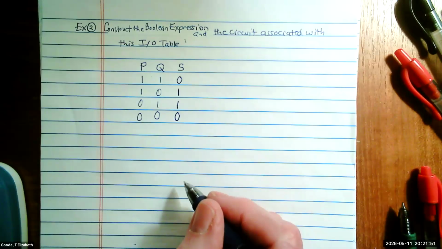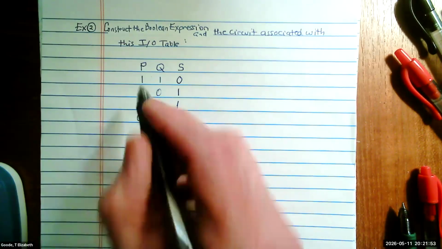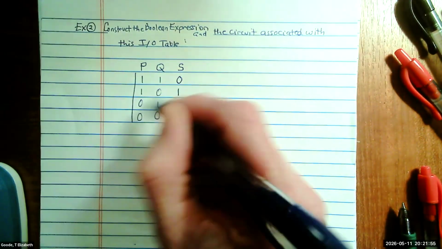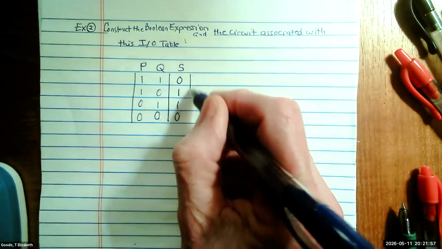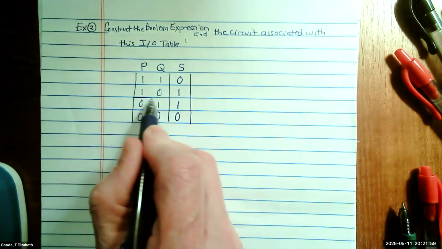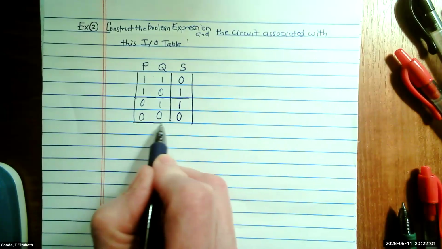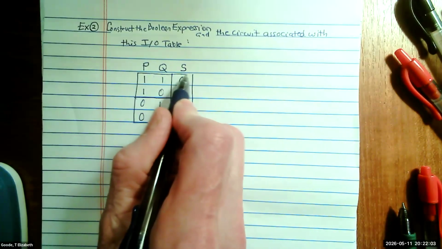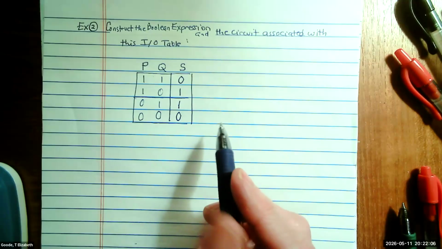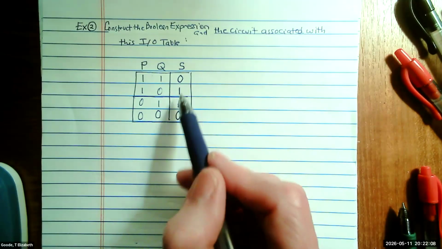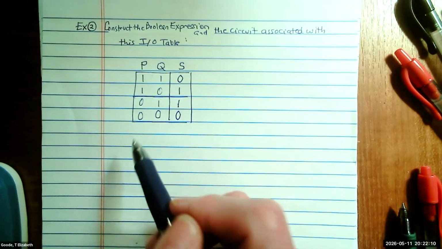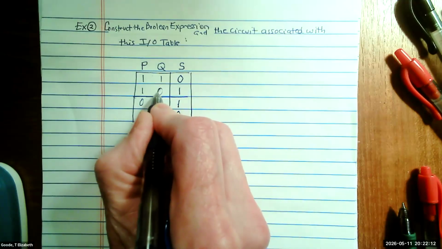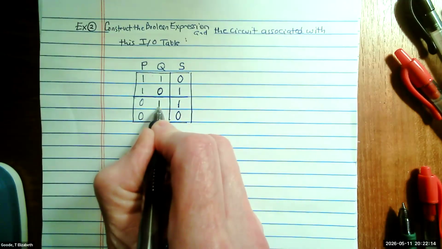So now we have to figure out the Boolean expression for this IO table. It goes back to being able to read the input states that have the hot outputs, because those are the input states that we want to use to build our Boolean expression. Does that make sense?